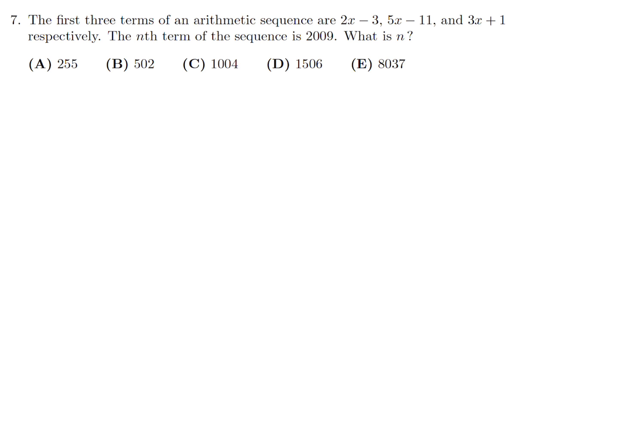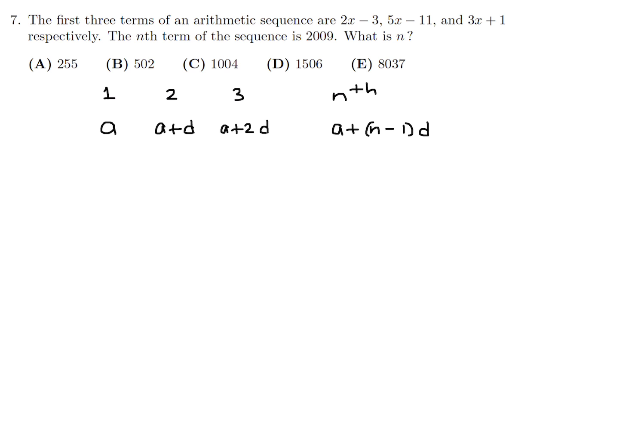The first three terms of an arithmetic sequence are 2x minus 3, 5x minus 11, and 3x plus 1, respectively. The nth term of the sequence is 2009. What is n? First term, second term, third term, and nth term. The first term in an arithmetic sequence is of the form a. Second term is a plus d. Third term is a plus 2d, and so on. And the nth term will be a plus n minus 1 times d. So if we can figure out a and d, hopefully we'll be able to figure out n.